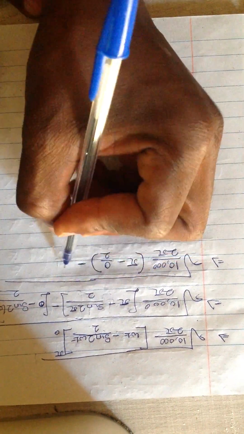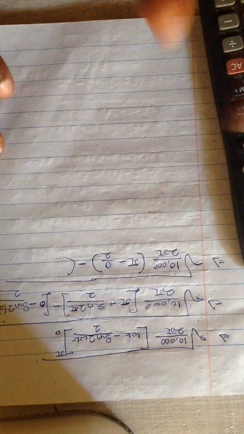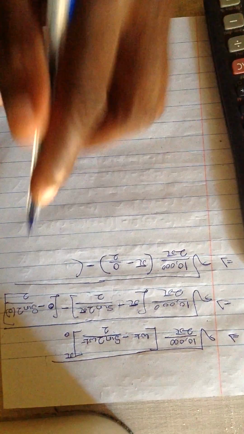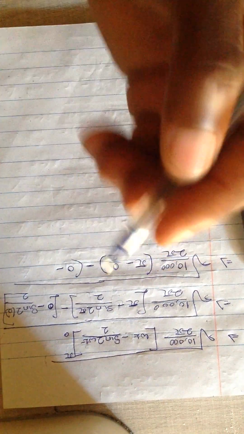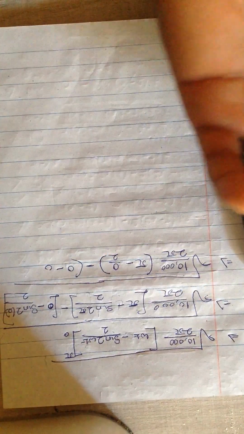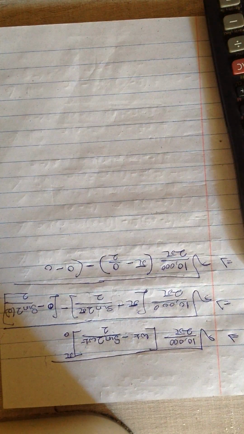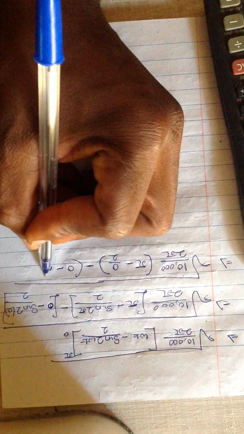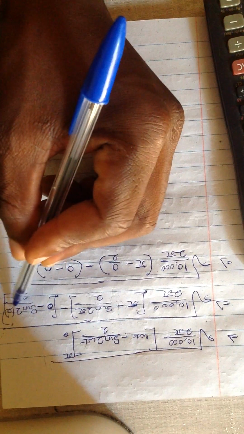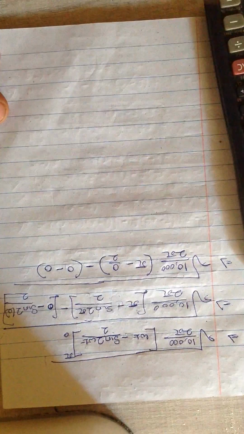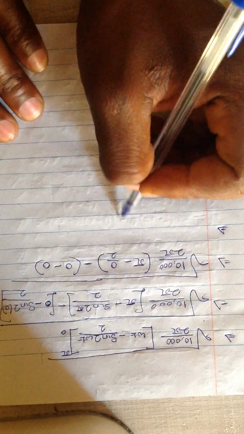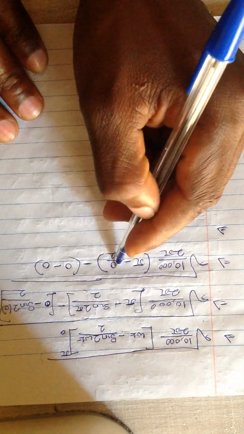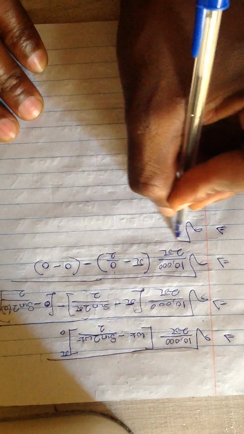Minus, you come to this part, open bracket. Here you have 0 minus sine 2 times 0. What is 2 times 0? Anything multiplied by 0 is 0. So this one is already out. Sine 2 multiplied by 0 is 0, divided by 2 is 0. You proceed to the next level. What is 2 into 0? That's 0. So you have the square root of 10,000.